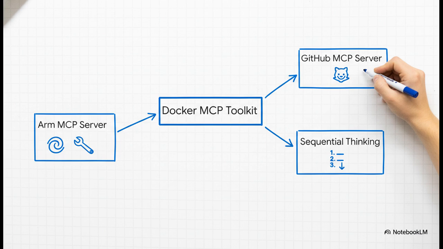Then the GitHub server. It knows how to talk to our code repository, create pull requests and all that. And finally, the sequential thinking server, which is kind of like the project manager. It helps the AI break down this big, messy problem into a clean, logical series of steps.